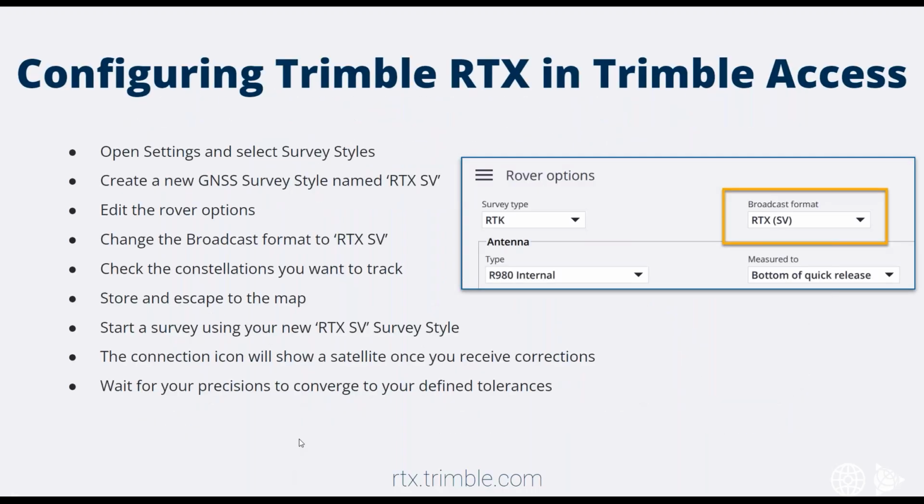Really the main difference in Access is that in the rover options, if you set up a survey style before, you change the broadcast format to RTX SV, which is the signal direct from the satellite. SV is equivalent to satellite, so I'm guessing that's just short for that. There is an RTX internet option there as well, so if you want to receive those corrections over the internet, there's that broadcast format in there too. But this is the main thing you need to change. And in Access 2024, there's an RTX SV survey style in there as well.